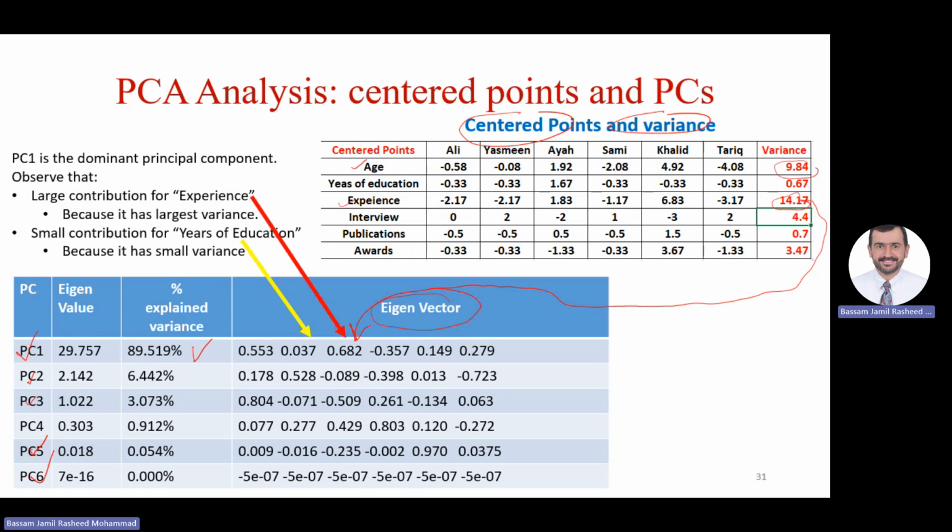And therefore the first component is very aggressive. It will take more from the features which have high variance. In this case, the feature which has high variance is the experience. Notice the component of the experience is a large 0.68, and it's taking a lot from that feature. But take, for example, years of education. All of them have similar standard deviation, 0.67. Very small standard deviation. Therefore notice 0.037. It took very minimal from that feature for the first component.